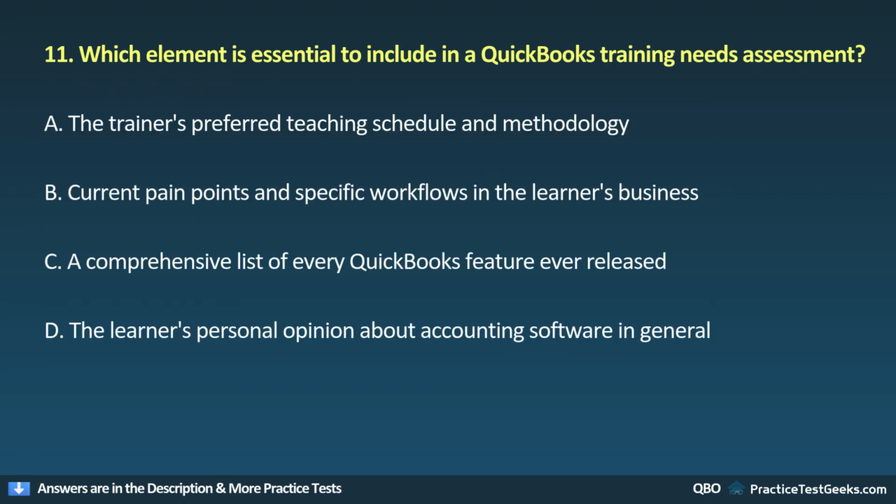11. Which element is essential to include in a QuickBooks training needs assessment? A. The trainer's preferred teaching schedule and methodology. B. Current pain points and specific workflows in the learner's business.